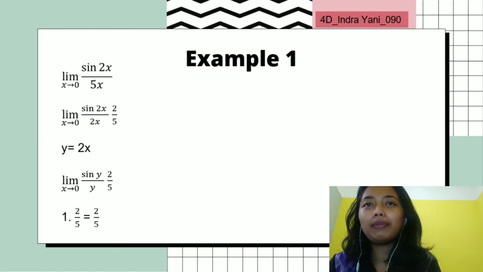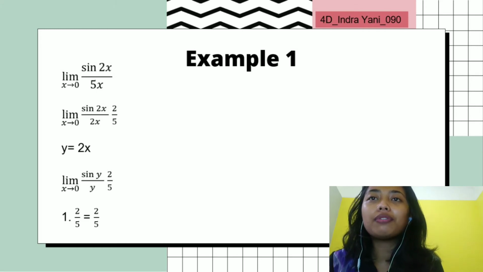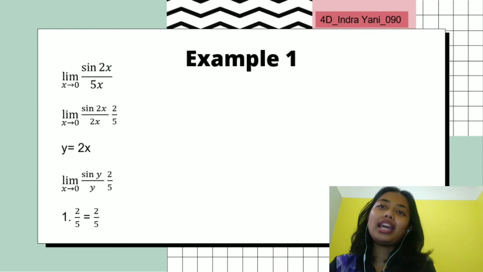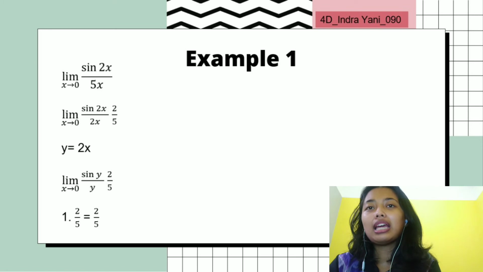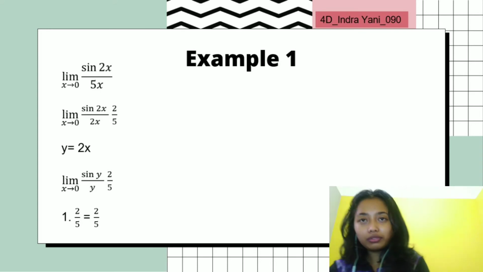Let's try this problem. What is the limit as x approaches 0 of sine 2x divided by 5x? What do you think the answer to this problem is going to be? It turns out that it's just 2 divided by 5. You can literally see it, and we'll show our work.